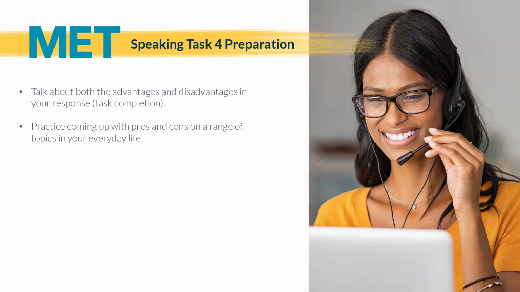So how to practice? Keep practicing coming up with lists of pros and cons. Think about positives and negatives. Think about a range of different topics, things you come across in your everyday life, and just have a quick think about, oh, what could be the positives? What could be the negatives? What could I say if this was my MET speaking task 4 question?